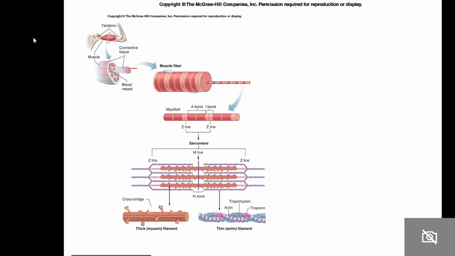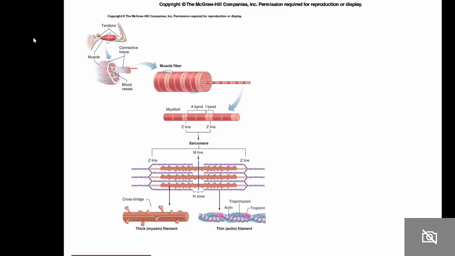Now this is the one that gets somewhat confusing. Well, there's a couple of them that get confusing. So let's start with the I band. The reason the I band gets confusing is because the I band is where there is only actin. Actin, actin, actin, actin. There's no myosin in there. But in one sarcomere, on one side, you only have half of an I band. Where is the other half? It's on the other sarcomere. So it takes two sarcomeres to make a complete I band.